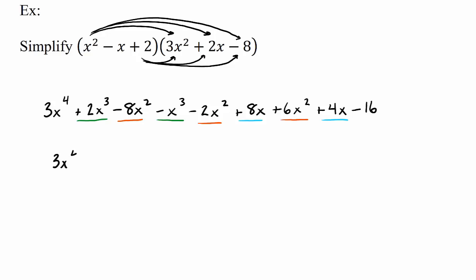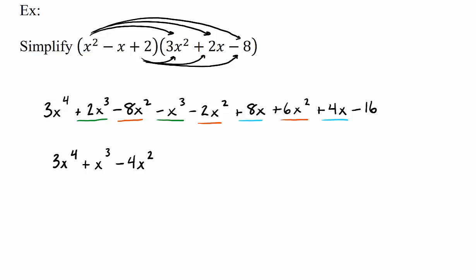So 3x to the power of 4. Looking at the x to the power of 3 terms, I have 2 of them, subtract 1 of them, right? There's a hidden 1 there. So that means that there will just be 1 of them left. Moving on to the x to the power of 2, I have a negative 8, subtract 2 is a negative 10. Negative 10 plus 6 is a minus 4. So we have minus 4x to the power of 2.